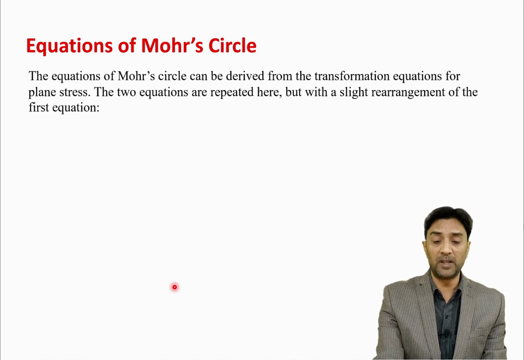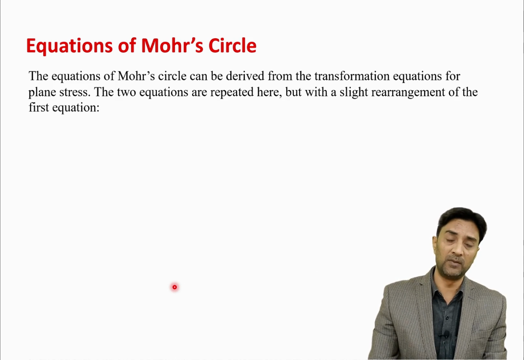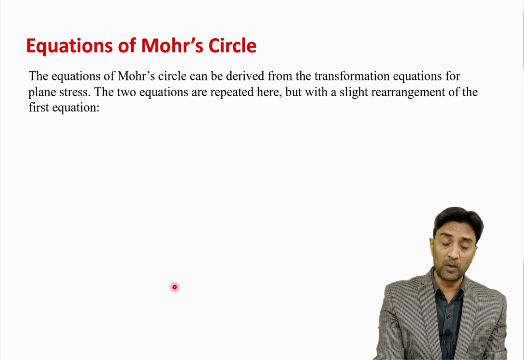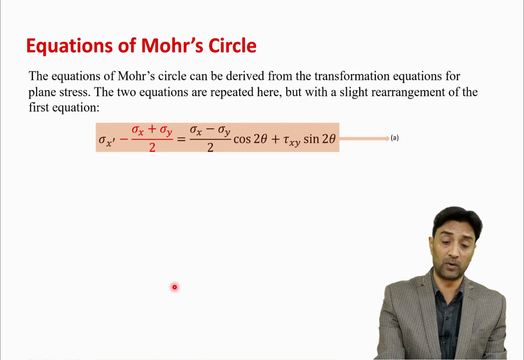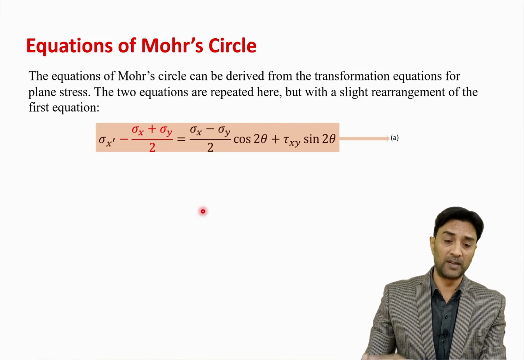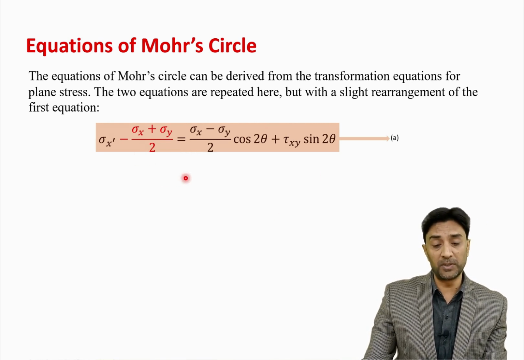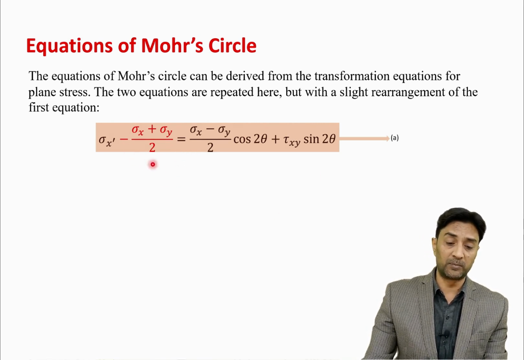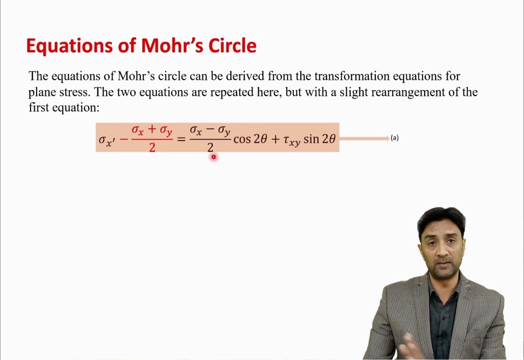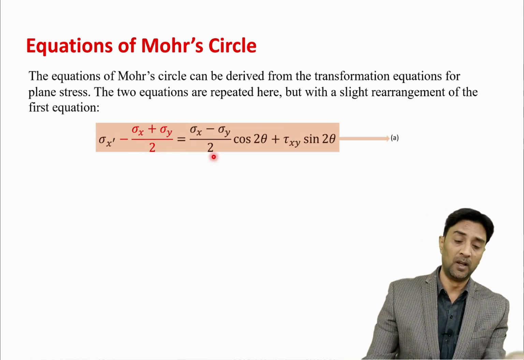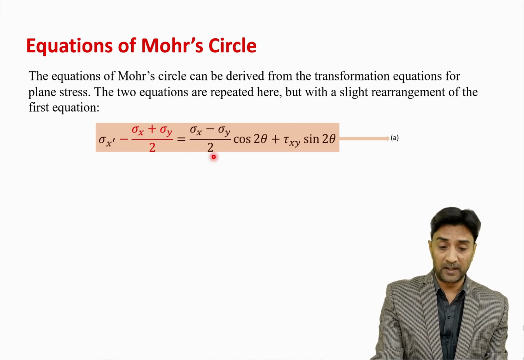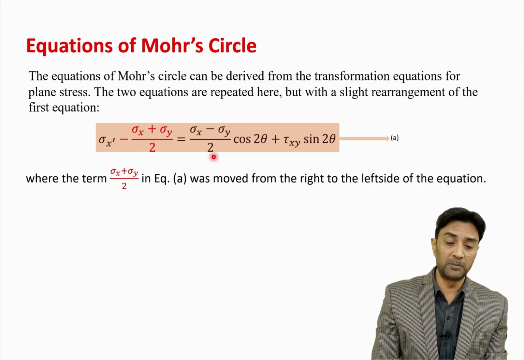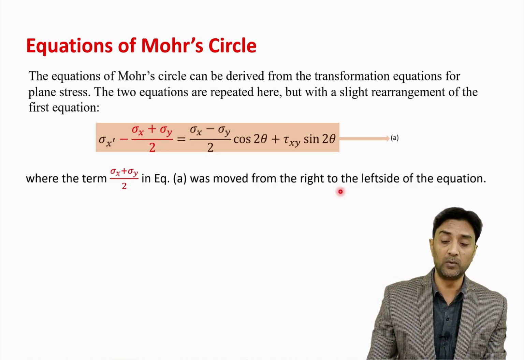The equation of Mohr circle can be derived from the transformation equation that we have already derived in our last lecture. You can watch those lectures on my channel. For plane stresses, the two equations are repeated here, but with a slight rearrangement of the first equation. I have taken this particular transformation equation from the last lecture, and the term (sigma x plus sigma y) divided by 2 in equation A was moved from the right to the left side of the equation.